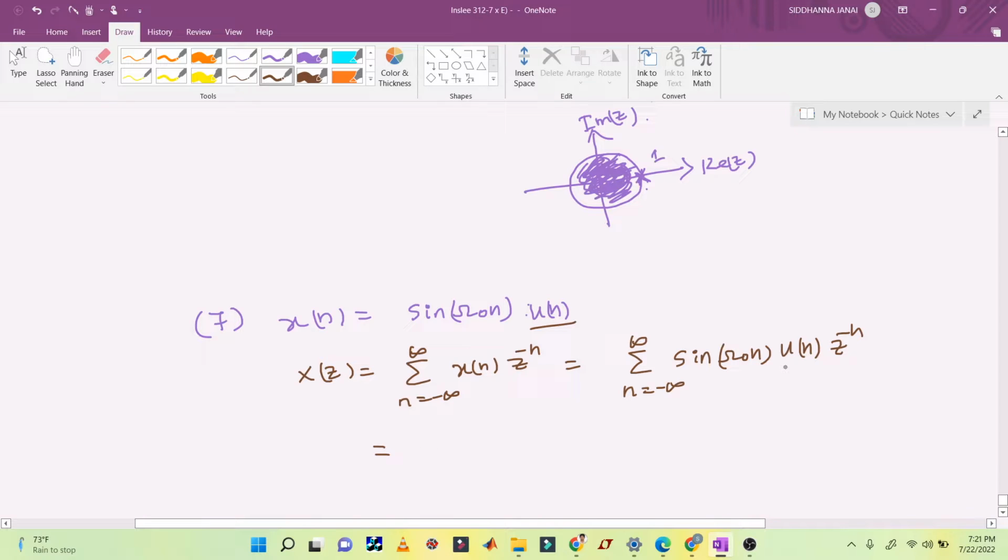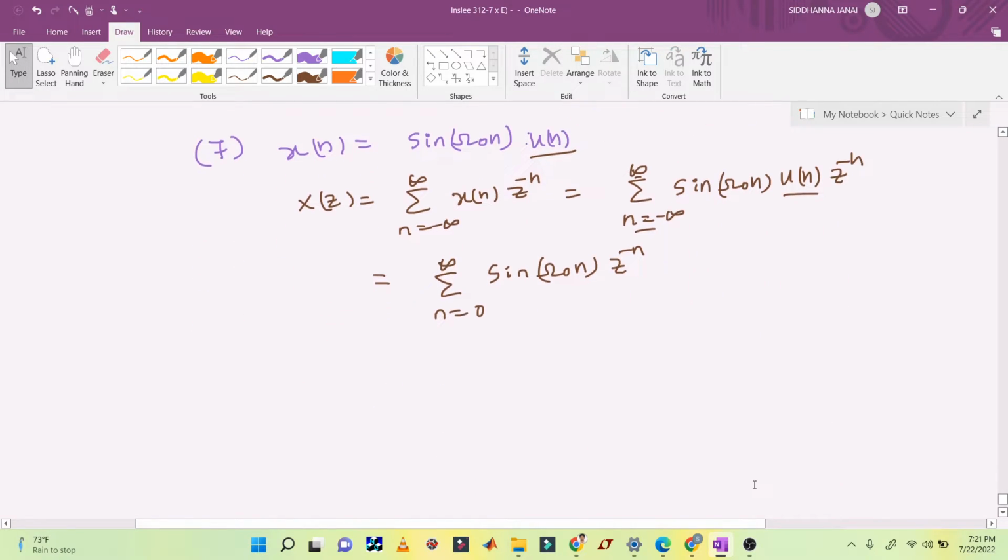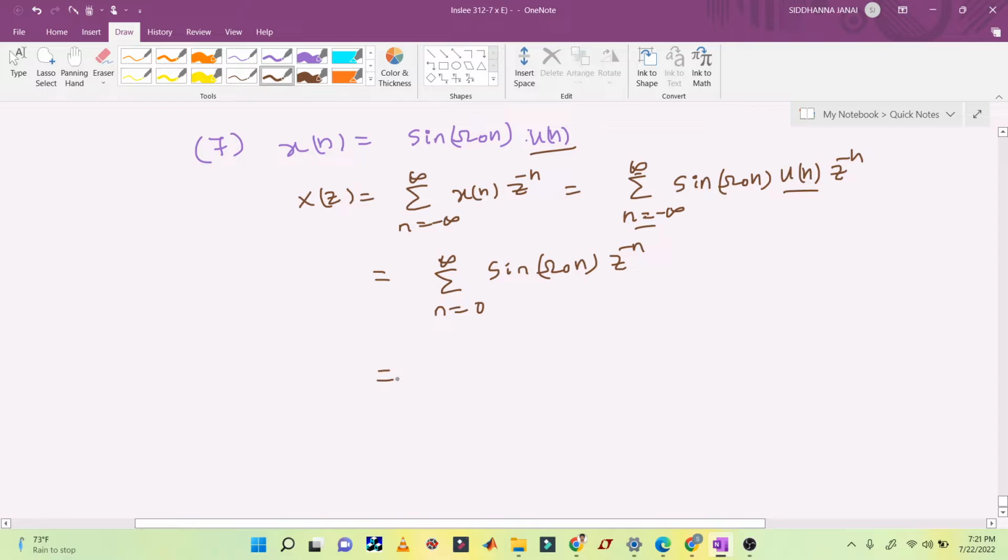So how can we rewrite? U of n is multiplied, that's why the limits will change. So we'll change the limit as n is equal to 0 to infinity. Now what is there is sine omega naught n multiplied by z to the power minus n. Only these terms are left. Okay. Now it is the Euler's equation which we are going to use. What is Euler's equation?